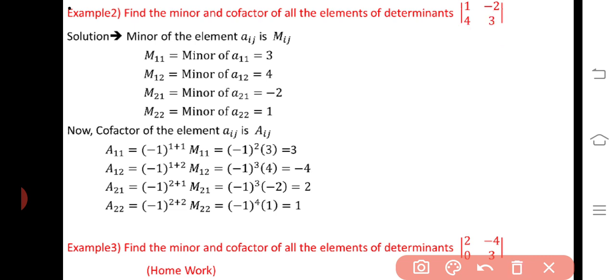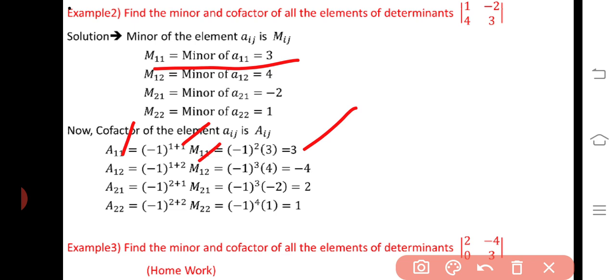Okay, cofactor. How to find the cofactor? We know the formula: minus 1 to the power 1 plus 1 into minor of 1, 1. Cofactor is always denoted as Aij. Cofactor of A11 is minus 1 to the power 1 plus 1, since i is 1 and j is 1, into minor of 1, 1. Minor of 1, 1 is 3. Minus 1 squared into 3: minus 1 to the power 2 is plus 1, into 3, that is 3.